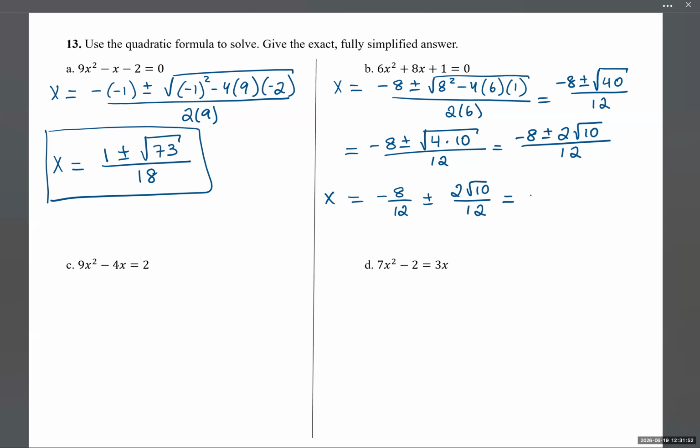And now you can reduce each fraction individually. So -8 over 12 is negative, we're reducing by 4 here, -2 over 3 plus or minus, and then 2 and 12 will also be reduced. So that's just 10, and then 12 divided by 2 is 6. And this is as far as you can go with simplification.